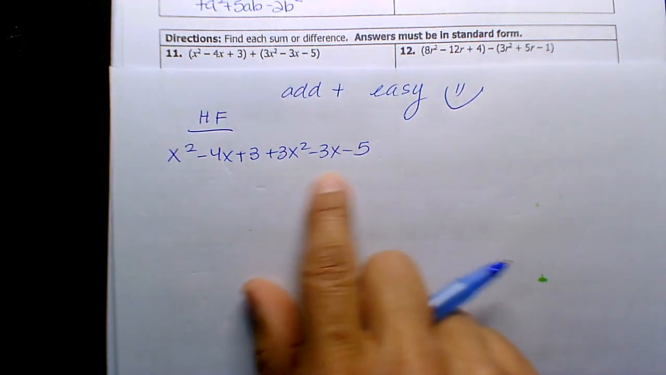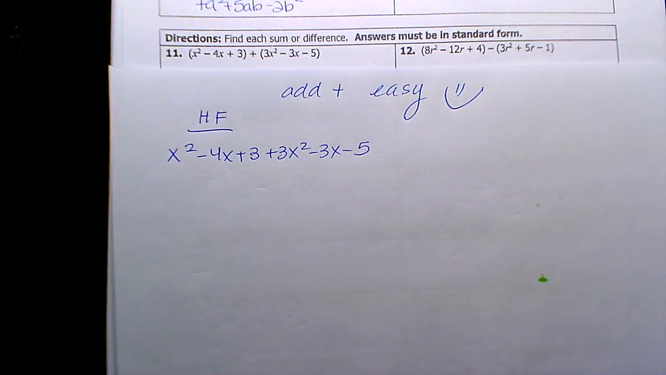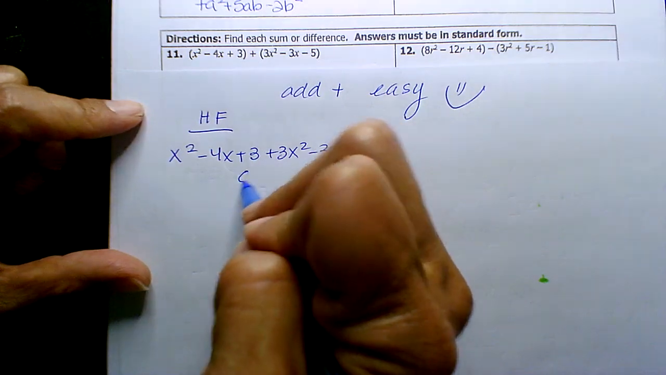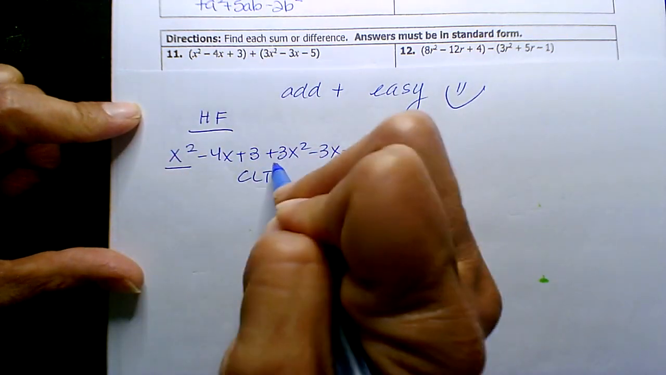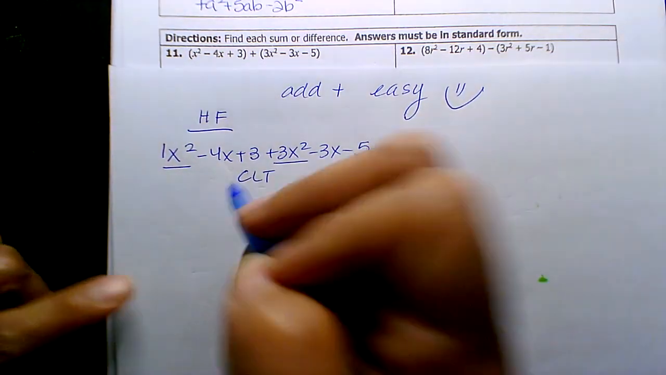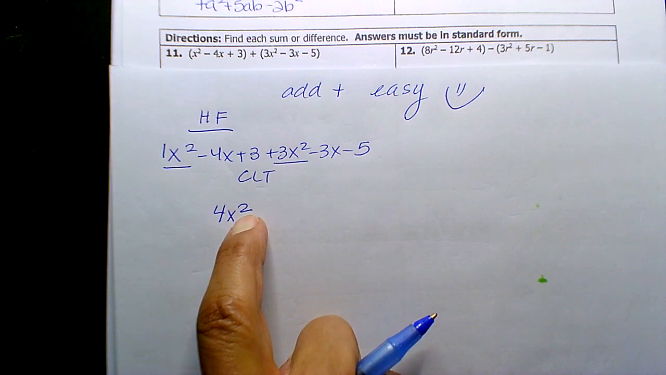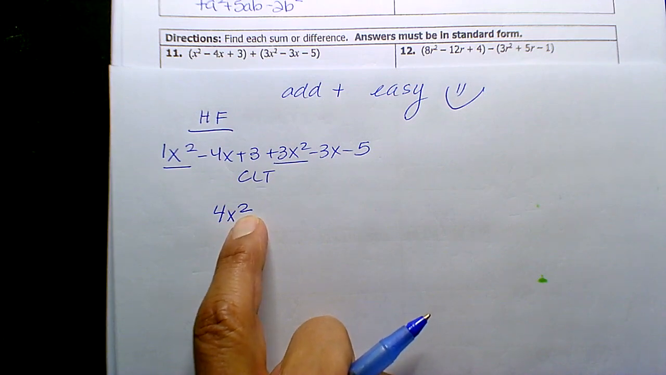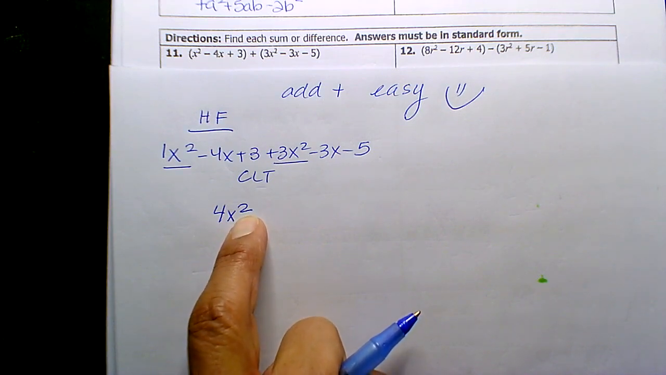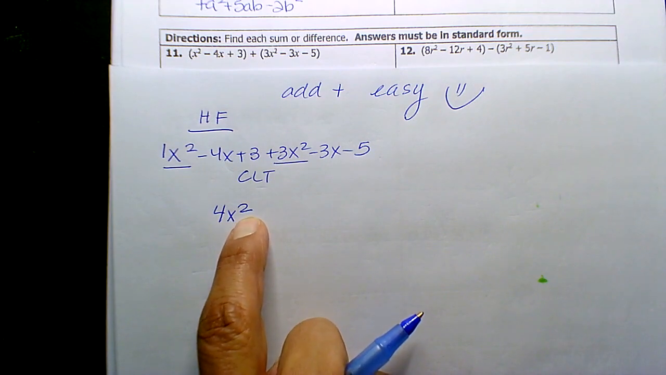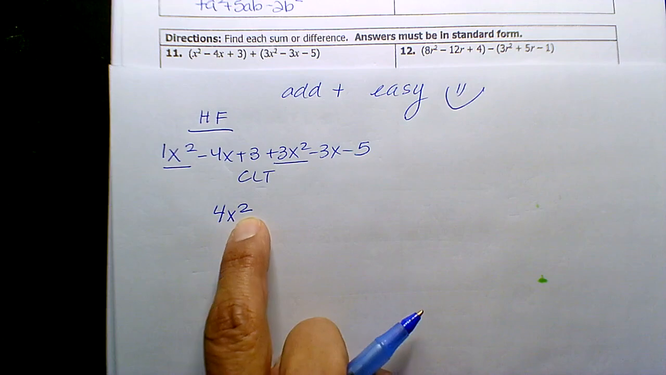Some of you wouldn't even rewrite it. You're like, I get it, I could just cross out from there. So now you're going to combine your like terms. So x squared and 3x squared, this is really a 1, so this is 4x squared. You do not alter or mess with the exponent. You do that when you multiply and divide. We're adding and subtracting, so do not alter that. It's not to the fourth, okay?